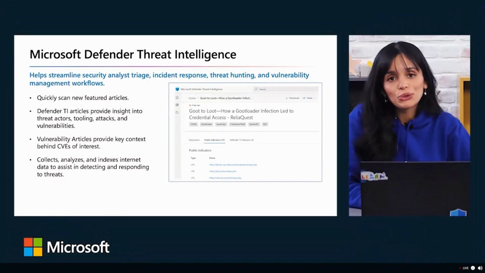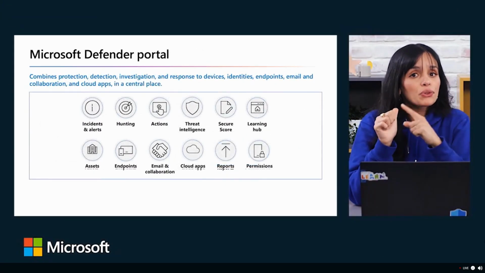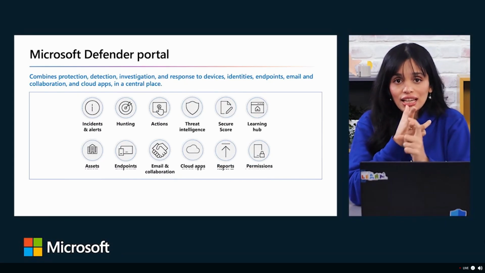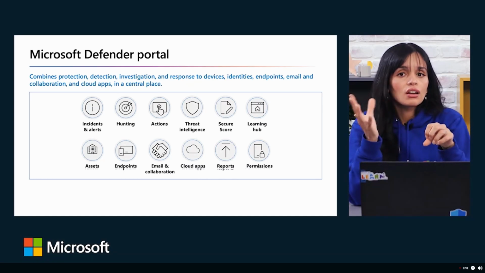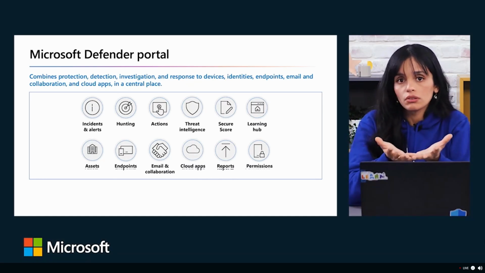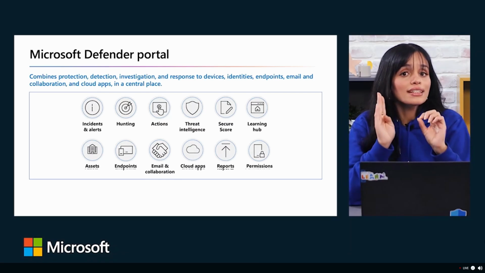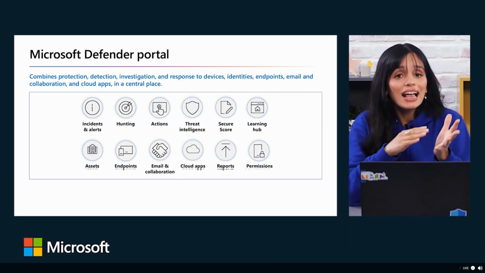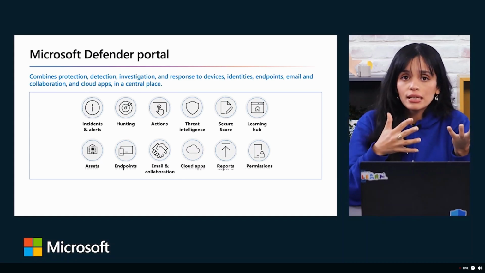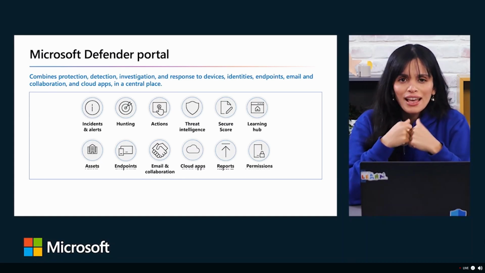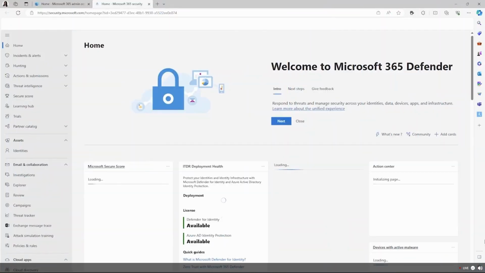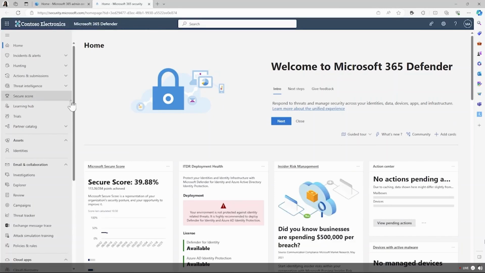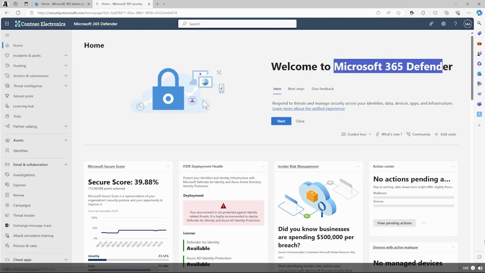The Microsoft Defender portal combines protection, detection, investigation, and response to devices, email, collaboration, and cloud apps in a central portal. It provides a view of the security health of your organization and helps security admin and operations teams manage and protect their organization. So let's have a look at it. Let's do a demo. Now we are in Microsoft 365 Defender, so I can see all the information related to this service.